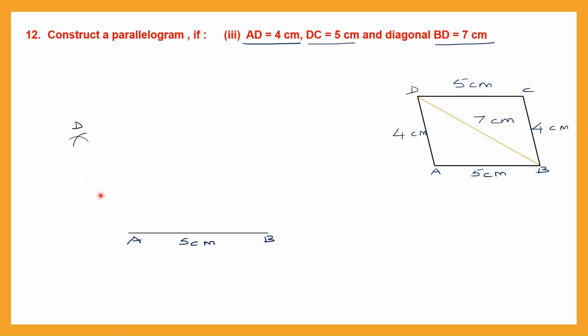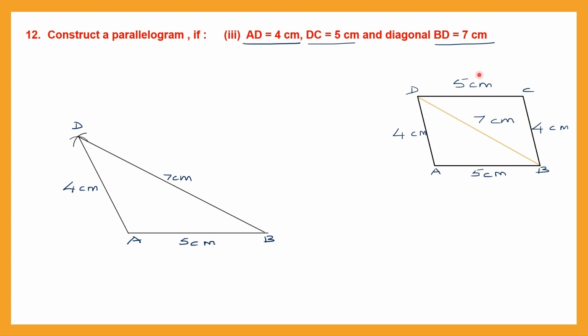Now we can join AD and BD. So let's do that. So now we have joined AD. And AD we measured and took 4 centimeters. So AD is 4 centimeters. Now we can draw BD. So BD is 7 centimeters which we measured and took on our compass. So 7 centimeters. Now we need to get CD and BC, isn't it?